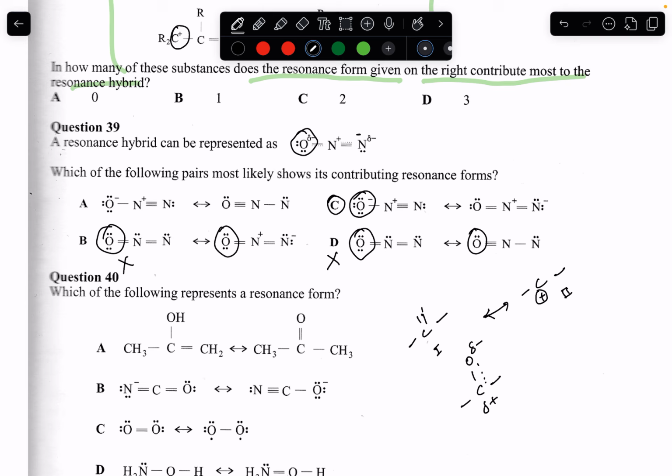Now look at this nitrogen negative. So the right hand side nitrogen is negative, and yes, we have nitrogen negative. But in option A, you can see the right hand side nitrogen is neutral. So A is wrong.